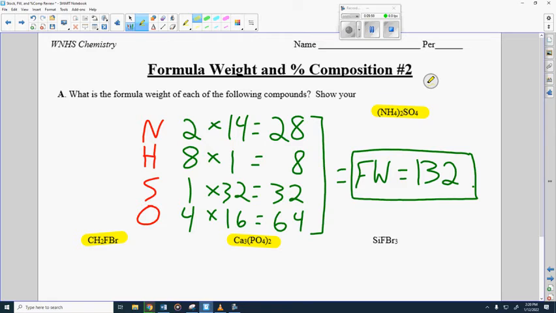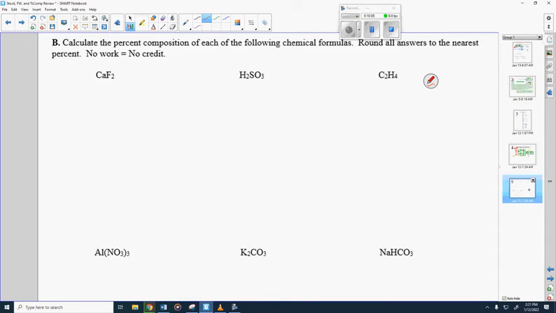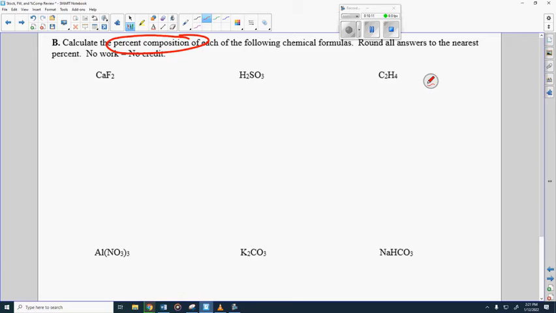Now, the first questions on the quiz, they just ask formula weight, and that's all I ask for. You can stop right here. But sometimes I'll ask you a slightly different question. I'll ask you about the percent composition of each of the following elements, okay? So I want to know, hey, what percent of this formula is calcium, what percent is fluorine, that kind of thing. And so you're going to have to look at the individual contributions of each element percentage-wise.